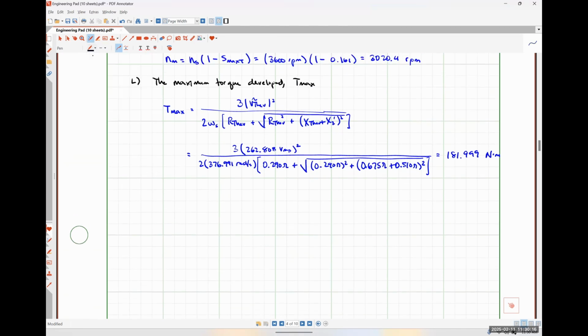And L, so let's say M. Okay, so the torque developed at a slip of S equal to 5%. Sure.